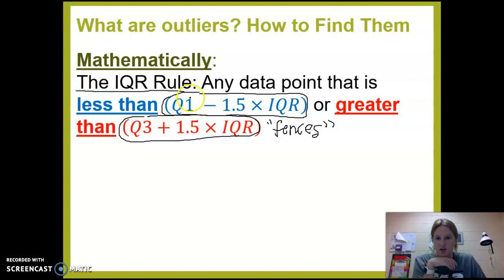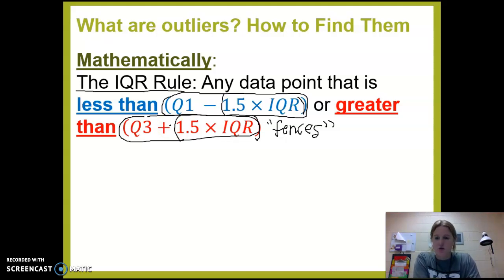You take whatever your quartile 1 is, you need to find your IQR first. You multiply your IQR by 1.5 because order of operations, and then you subtract it from Q1. And then you take this number that you just calculated again and you add it to Q3 to get your upper fence. And any data points that lie outside these fences are outliers, okay? We're going to see an example that will make more sense, but at least you have the formulas down for now.